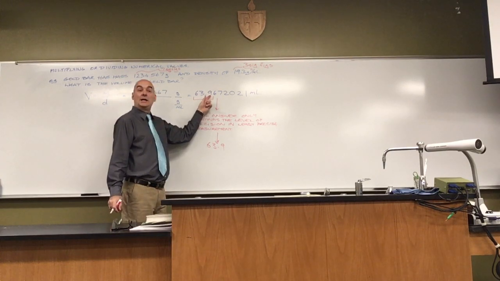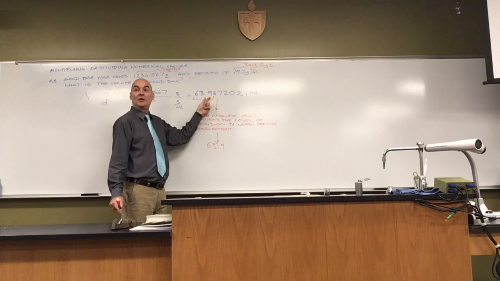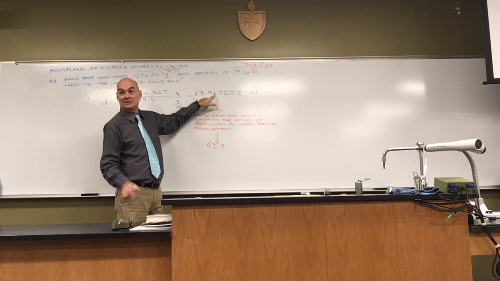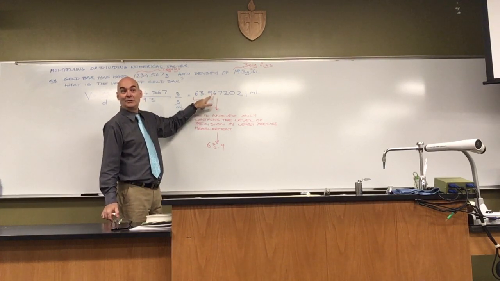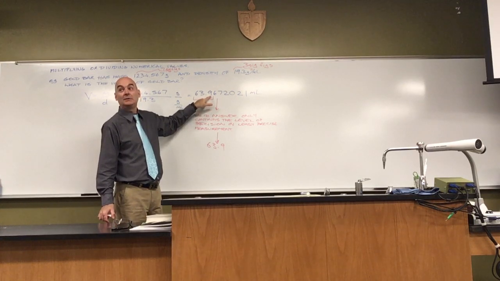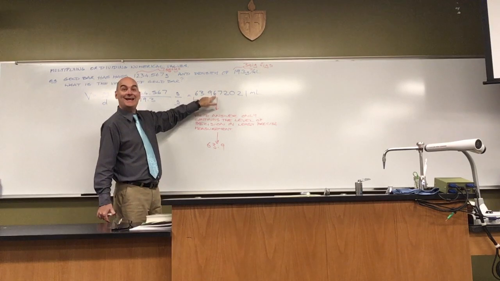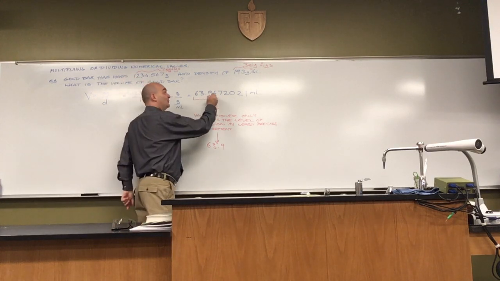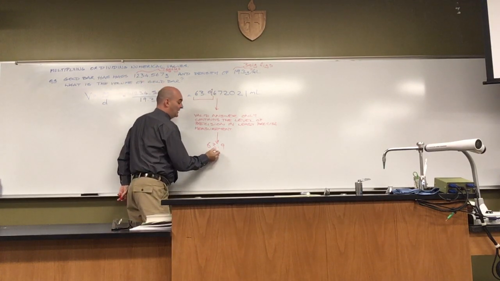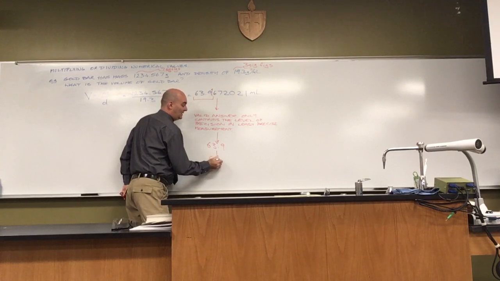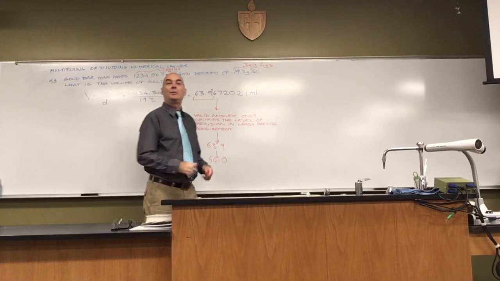But that 0.9 is closer, because this is a 6, is closer to being a 10 than it is to being a 9. Because that next number is going to push that up. So the real answer gets to be 64.0.